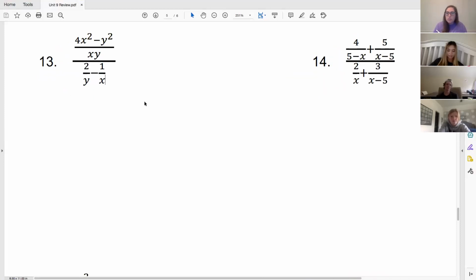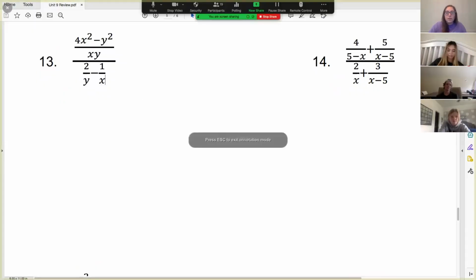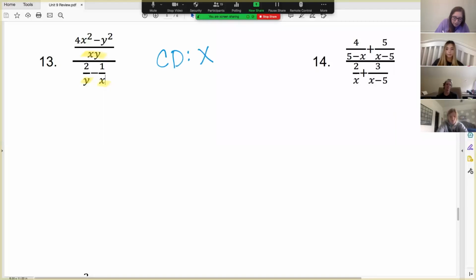13 is another complex fraction question. I'm going to circle all of my denominators, or highlight them, and find my common denominator, which would be x, y combined. Then I take xy and multiply it by all of my fractions. This is only one fraction, it's not two. I have 3 separate fractions, 2 on the bottom and just 1 on top.